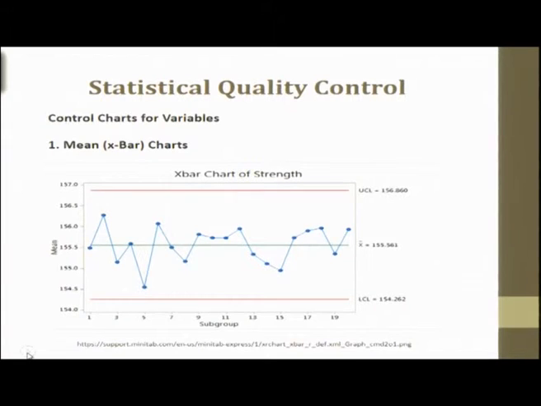This is one of the charts that I picked from the Minitab software. The help files are there, and I have just picked a chart to show how the X bar chart is plotted and how it looks. So, we have the center line, upper control limit and lower control limit. Here they have picked the values as plus 3 sigma and minus 3 sigma.